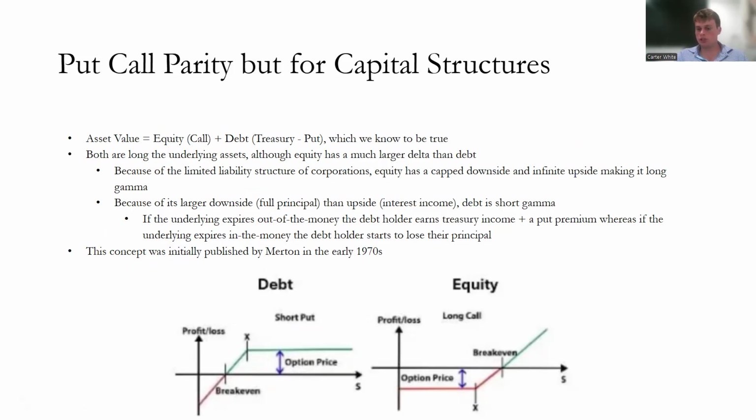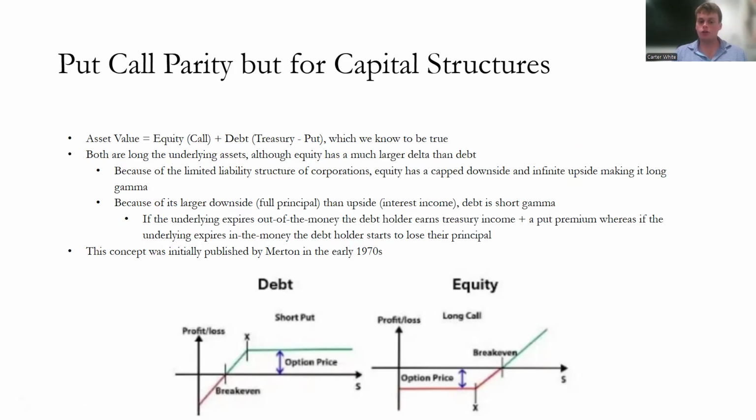Because corporations have limited liability for the most part, equity has a capped downside, whatever you are putting in, whatever you're buying the equity for, but it has an infinite upside, making it long gamma. There's that asymmetry. Whereas debt only has the upside of the interest income, but has the downside of whatever you're lending, the principal amount. So debt is very much short gamma. It has opposite risk reward characteristics from equity, even though both overall are long the asset value overall.